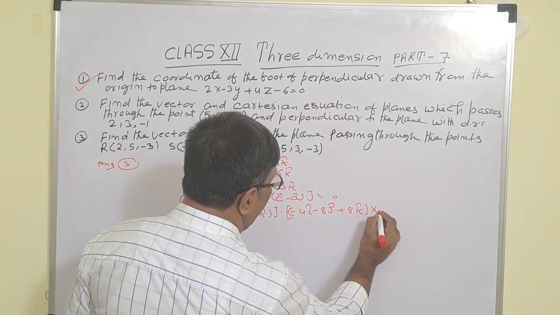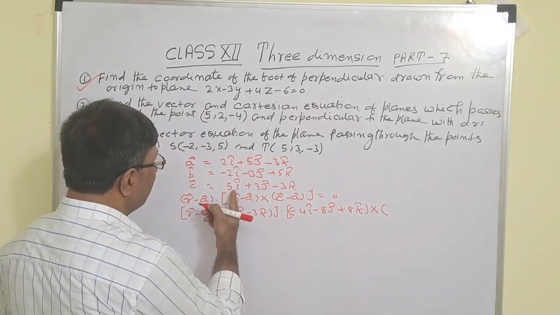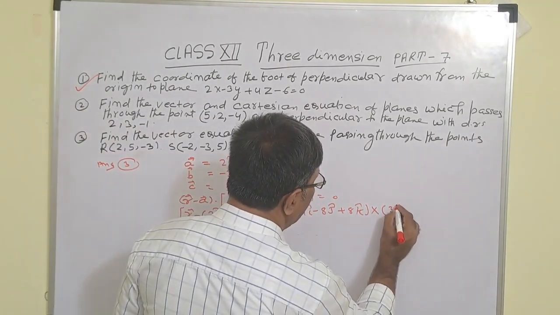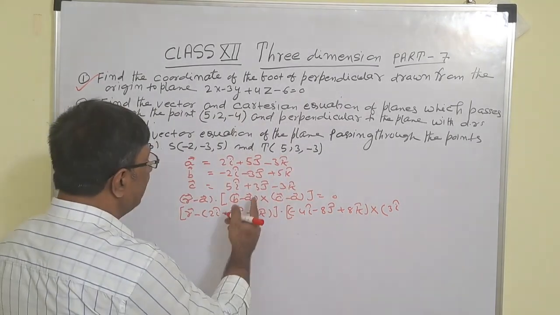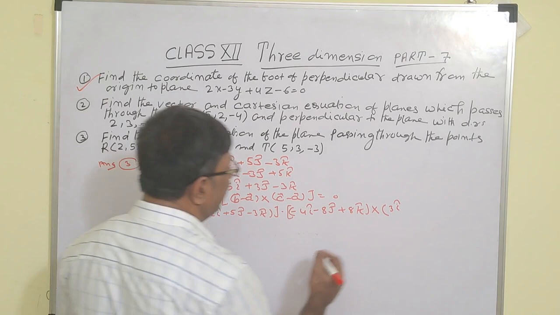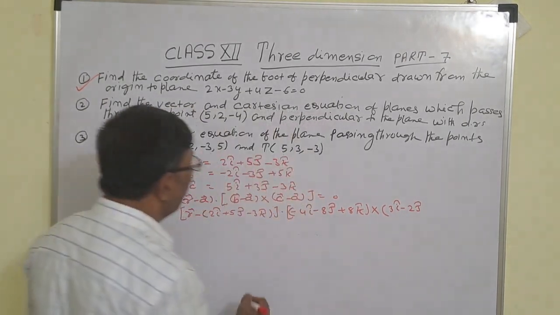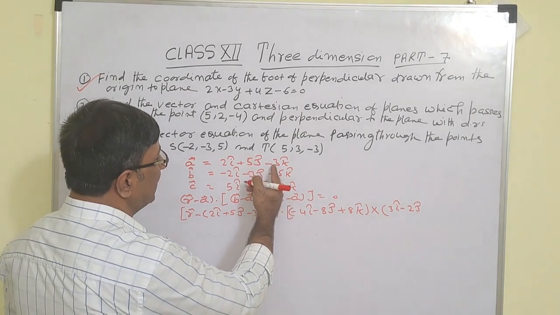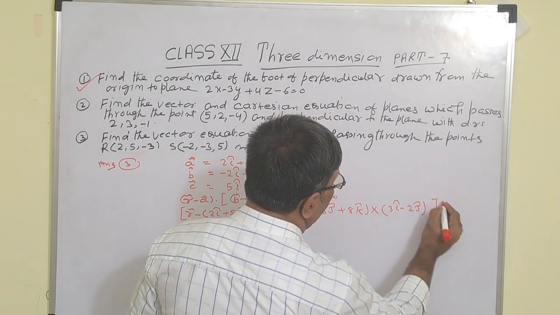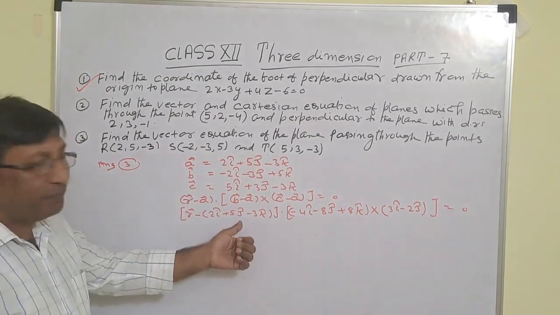Now this is a cross product of c vector minus a vector. So c vector 5 minus 2 is 3, so this is 3 unit vector i. Again this is 3j minus 5j, that is minus 2 unit vector j. Now this is minus 3k minus minus 3k, so this is 0. So only this, right? And this equals 0. So this is the vector equation of the plane.